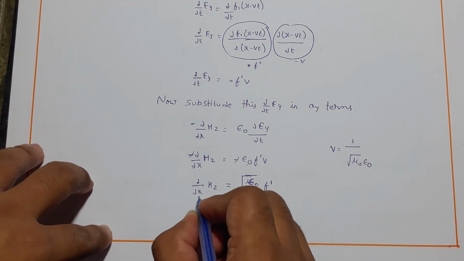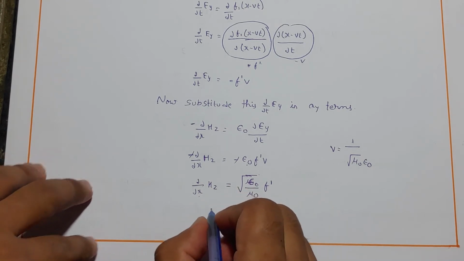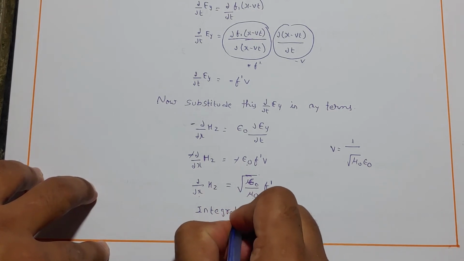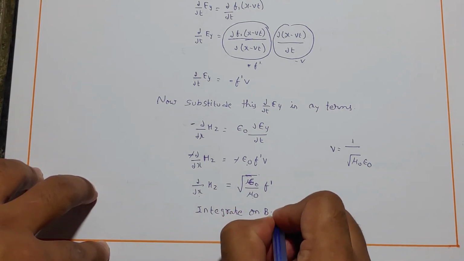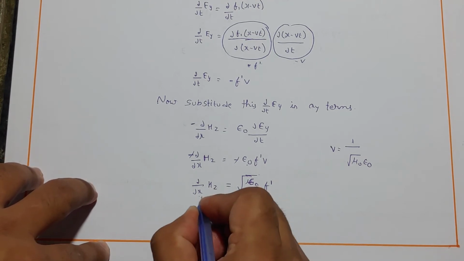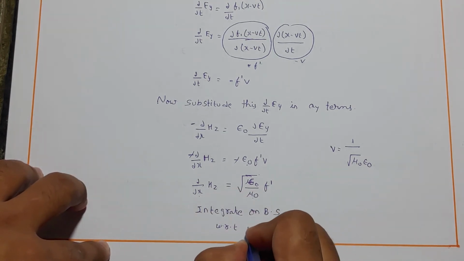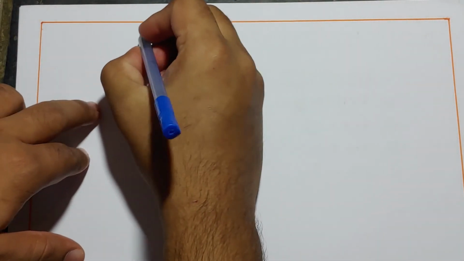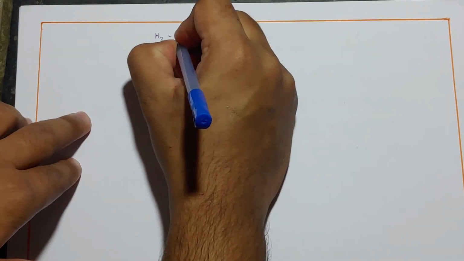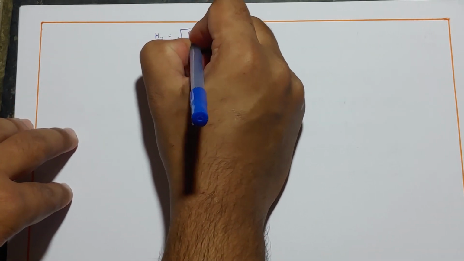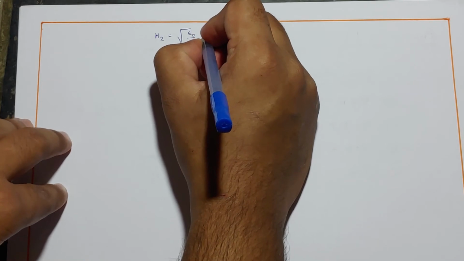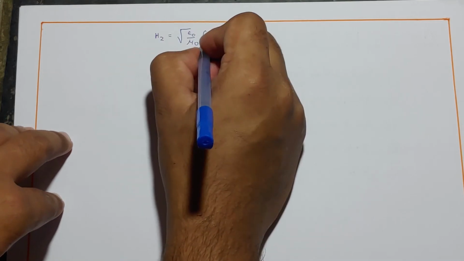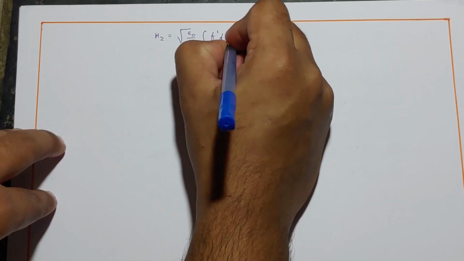So to remove these differentiations, let us integrate them on both sides with respect to x, as this is a differentiation with respect to x. By integrating on both sides, Hz is equal to square root of epsilon naught by mu naught, and the differentiation would get cancelled here, but the integration would come here, that is f1 of x.